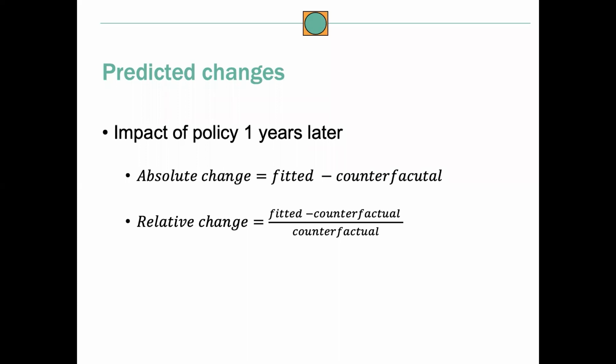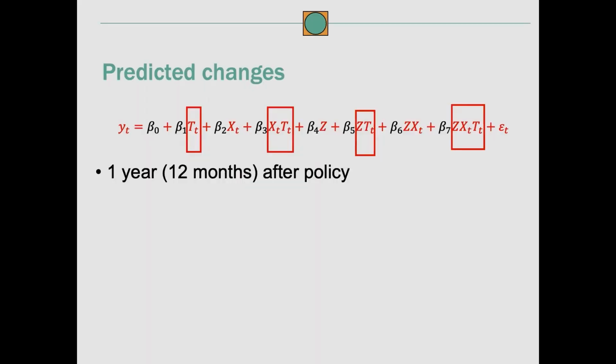In our example, we want to determine the impact of the policy a year later. To calculate these two, we need to know the fitted value and the counterfactual. Our counterfactual measures what would have happened to the outcome in the absence of the policy, while the fitted value measures what happened to the outcome with the policy. To find the absolute change, you're going to find the difference between your fitted and counterfactual at a specified time period, so in our case, after the first year. For the relative change, you're taking your absolute change and dividing it by your counterfactual. We're going to review these formulas in the next couple of slides. Predicting the counterfactual and fitted value, you'll need to use a regression equation, and it helps simplify the entire process.